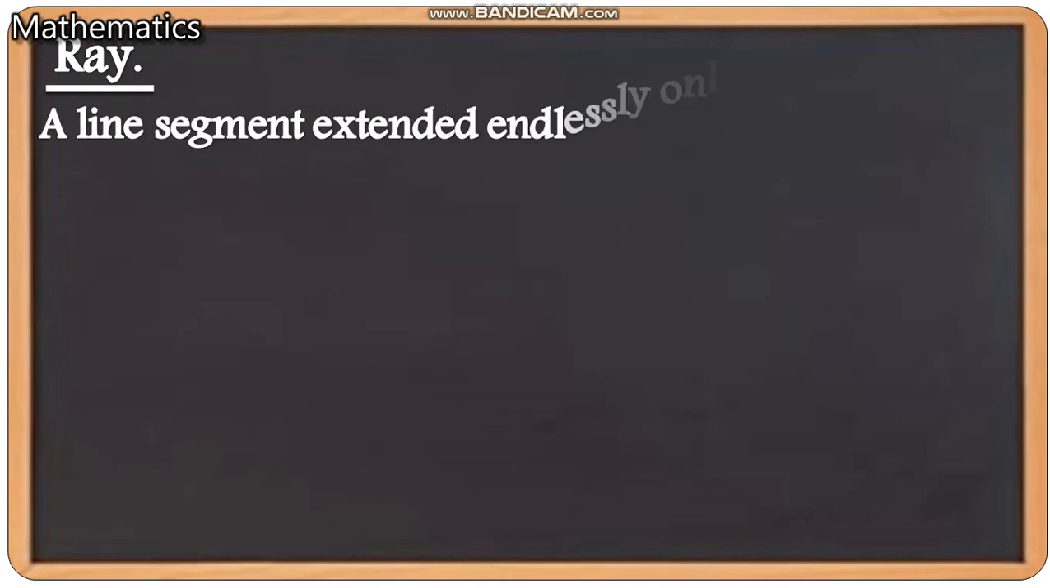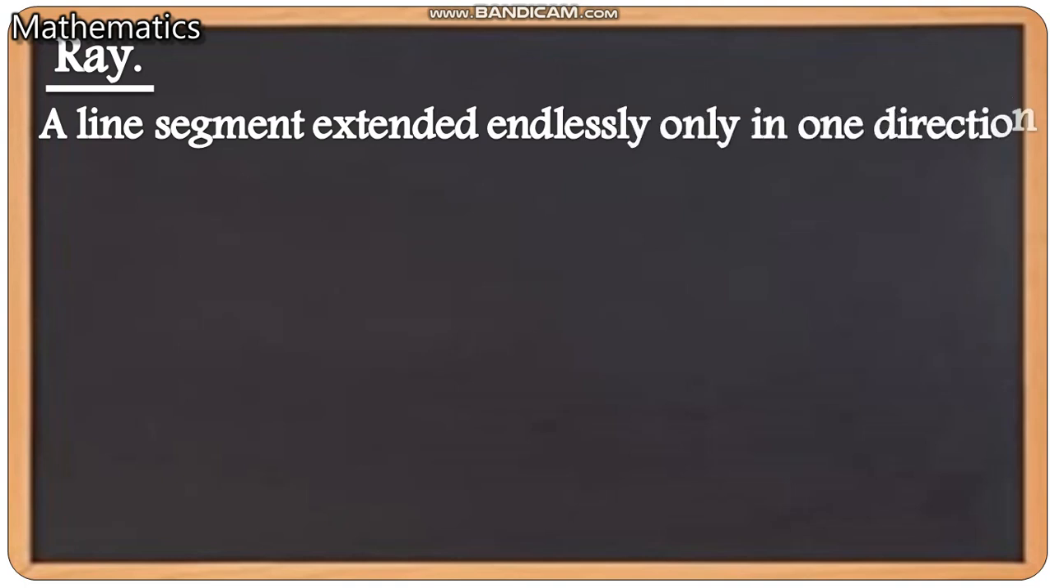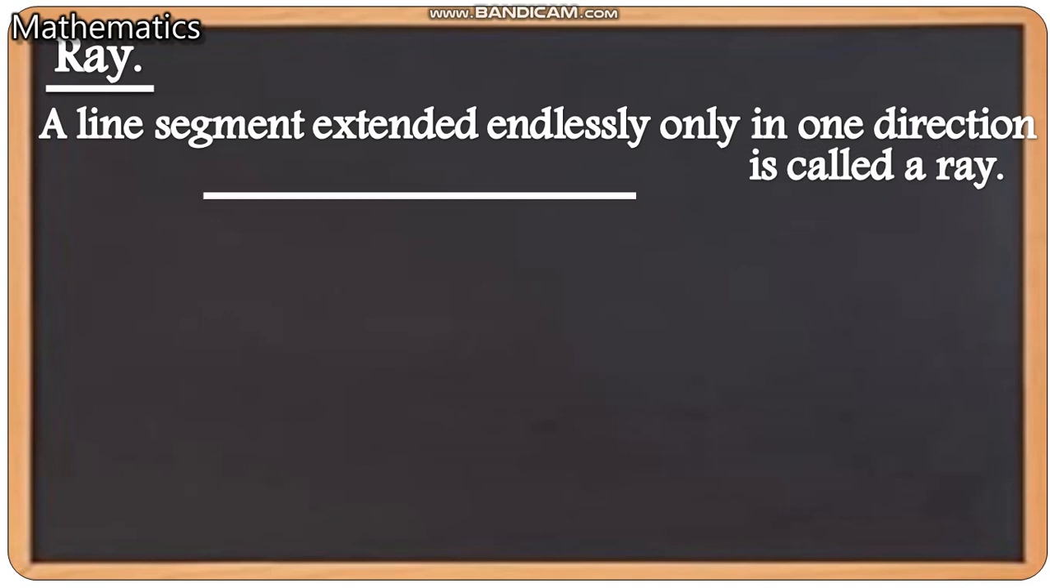Okay, now let's check ray. What is a ray? A line segment extended endlessly only in one direction. That is, in one direction there is an arrow mark. If there is an arrow mark on one side, that is a ray. I am showing this one.